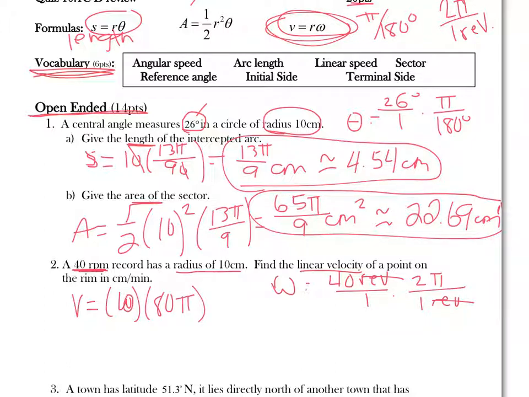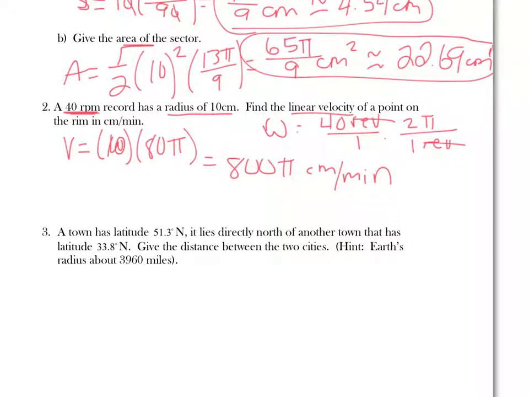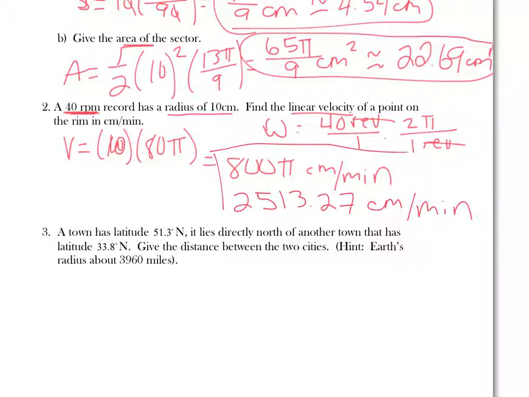Okay? 10 times 80 is 800. So 800 pi, and this is centimeters per minute. If you prefer to multiply it out as a decimal, it was 2513.27 centimeters per minute. I won't be picky on which way I want it on the quiz, so as long as you can do it one way, that's fine.